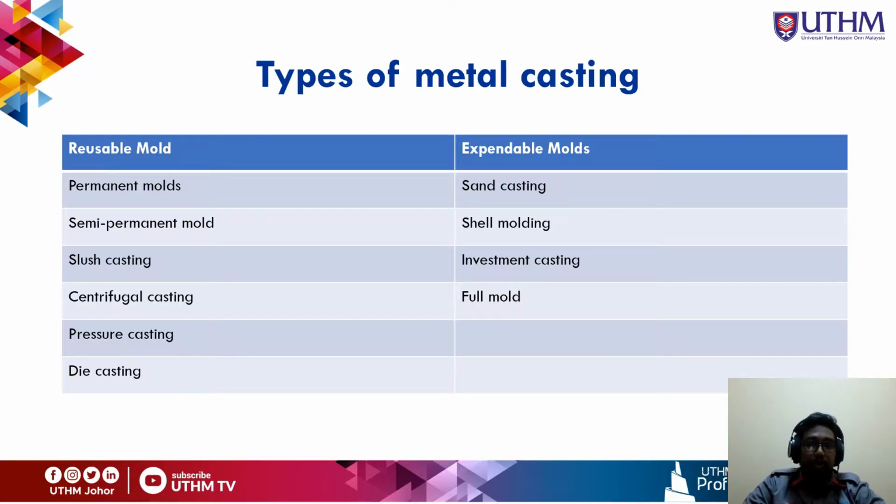So there are a few types of metal casting. First of all, they are categorized into two different molds, called reusable molds and expendable molds. Reusable or permanent molds can be used many times, whereas expendable molds are destroyed by the casting process. The reusable molds are permanent mold, semi-permanent mold, slush casting, centrifugal casting, pressure casting, and die casting. And the expendable molds are sand casting, shell molding, investment casting, and full mold.